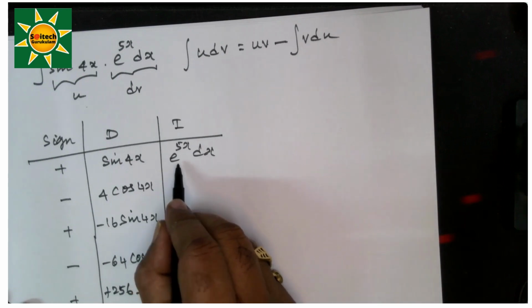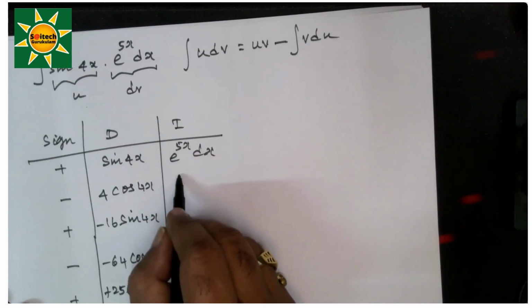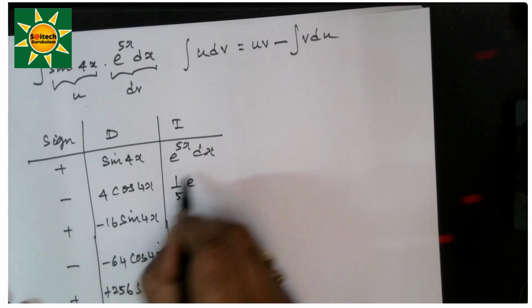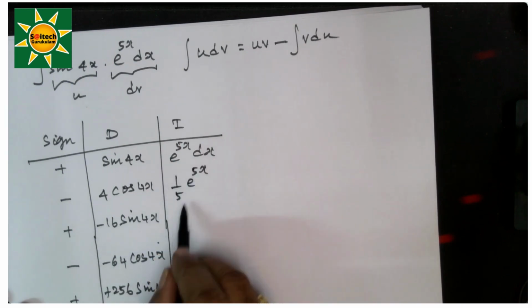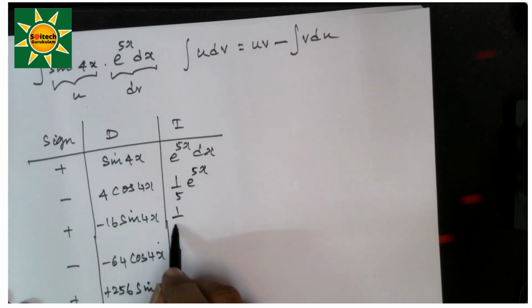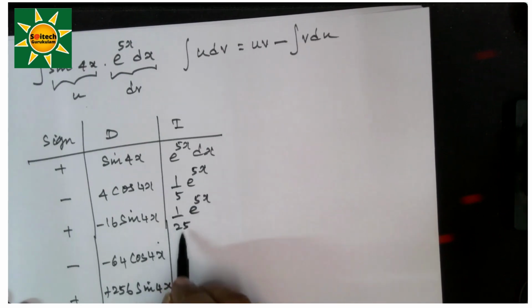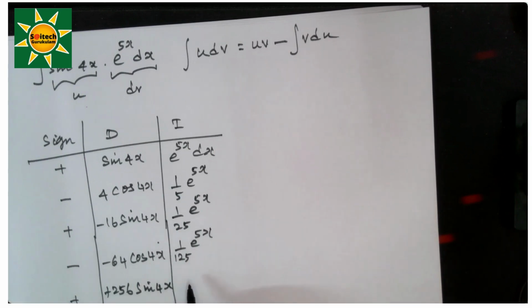Now the integral of e power 5x dx: on integration, e power ax gives 1 by a into e power ax. So 1 by 5 e power 5x. Again, 1 by 5 into 1 by 5 is 1 by 25 e power 5x. Again integration, so 1 by 125 e power 5x. Again that is 1 by 625 e power 5x. So it means it is never ending, it is going on.